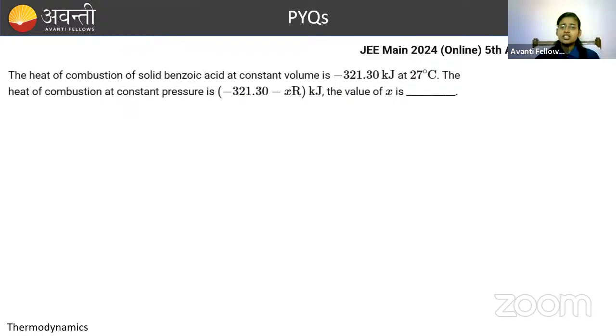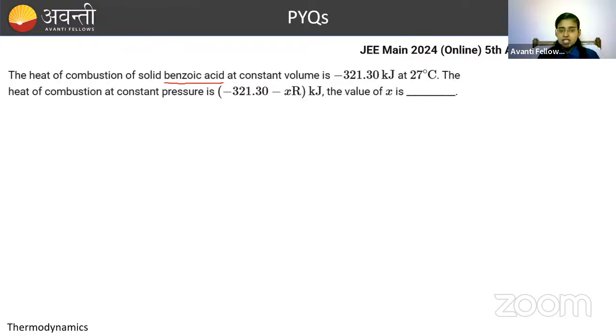The heat of combustion of solid benzoic acid at constant volume is minus 321.30 kilojoule at 27 degrees Celsius. The heat of combustion at constant pressure is the value of X. So, listen. The heat of combustion of solid benzoic acid. What is meant by combustion? Heating a compound in presence of oxygen. And here the compound is benzoic acid.